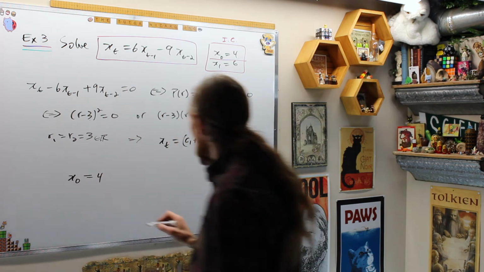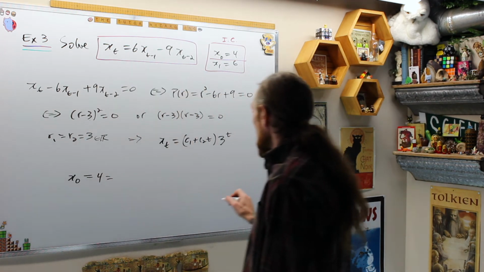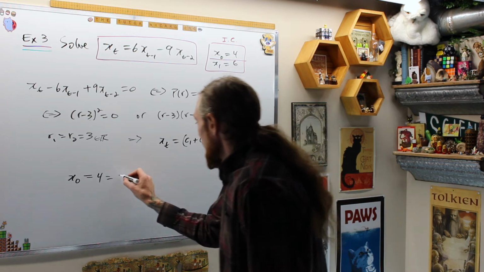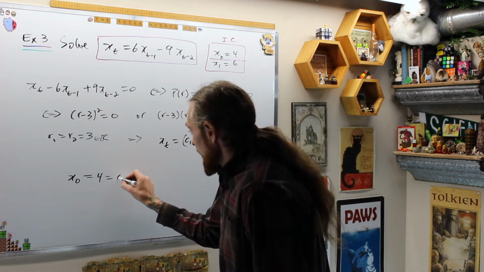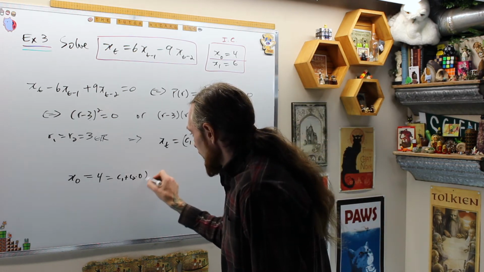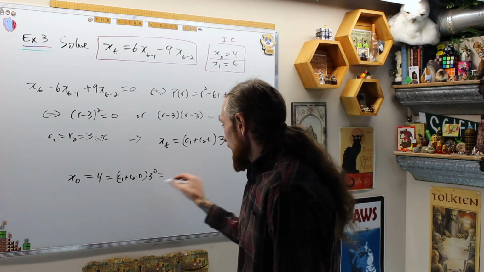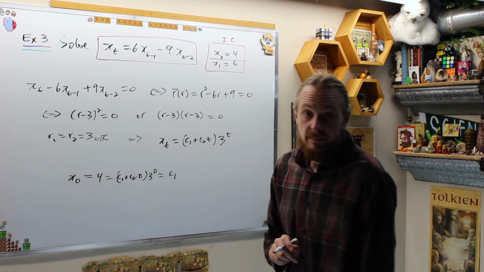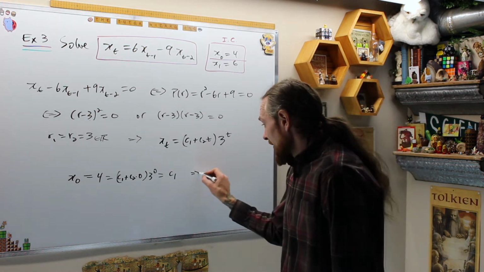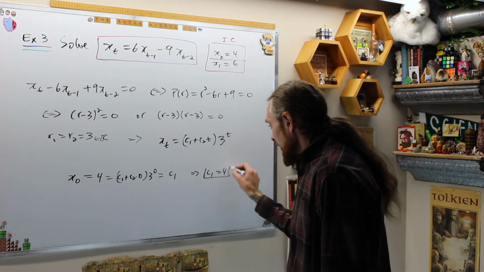x0 is 4 this time, which is going to give me... I'm putting 0 in there, so be careful. c1 plus c2 times 0 times 3 to the 0 is going to give me, what did we get? c1 alone, which is nice. That tells me that c1 is 4.